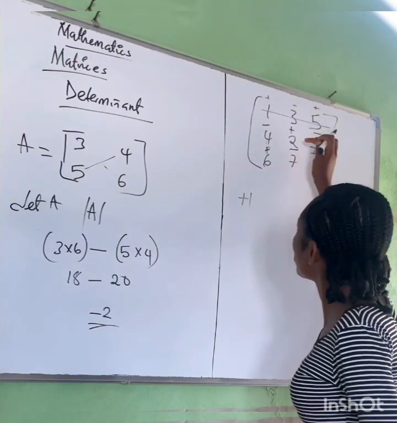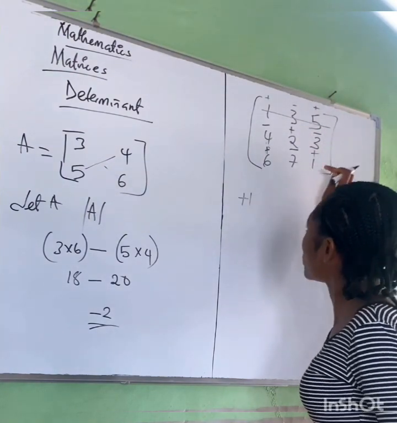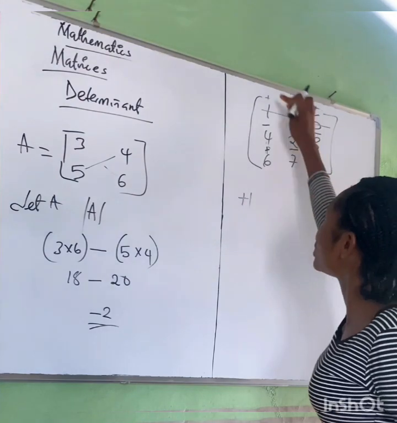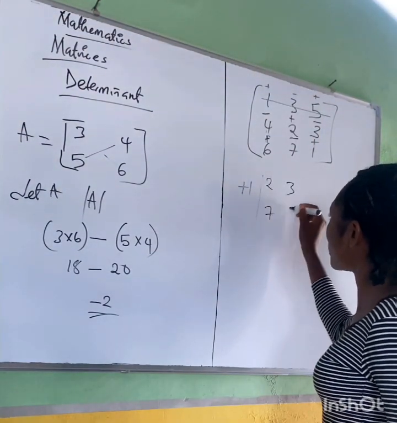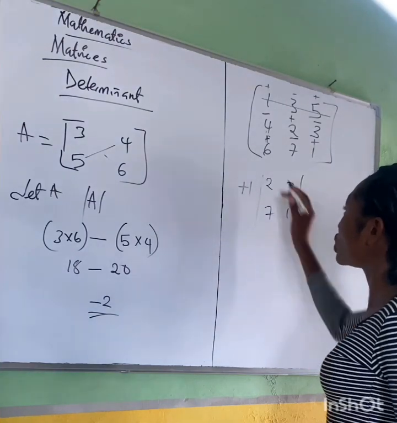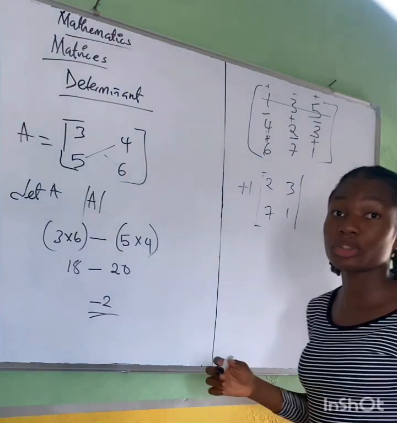So we are left with 2, 3, 7 and 1, but we're not using their signs now. We're only using the sign for the first, all right? So we have 2, 3, 7 and 1. Now we have gotten minor matrices.